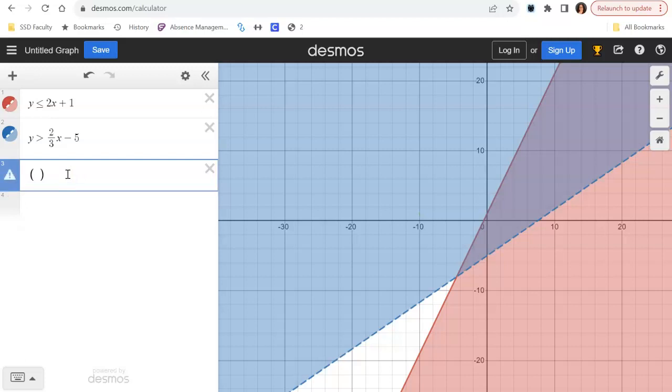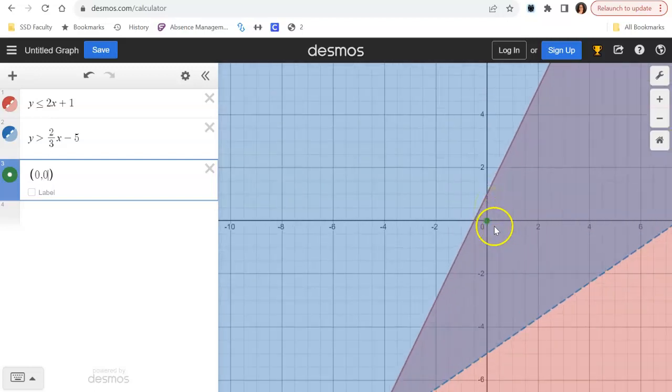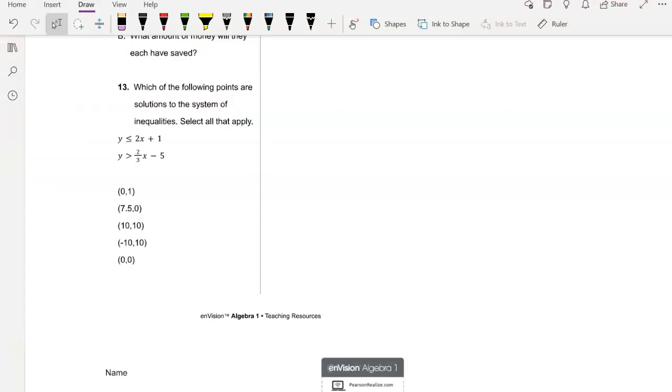And then finally, I'm going to check the point 0, 0. I'm going to zoom in a little so I can tell, but yes, 0, 0 is in the area that is in both of those colored regions, so I would choose that. So on this one, what I would answer is I want the point 0, 1, the point 10, 10, and the point 0, 0 as solutions to my system. All right, guys, hope that helps.